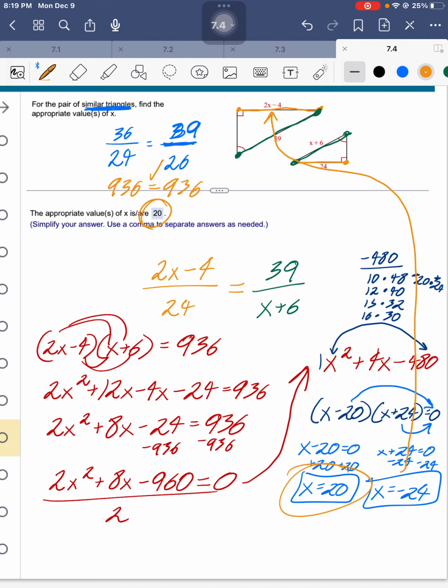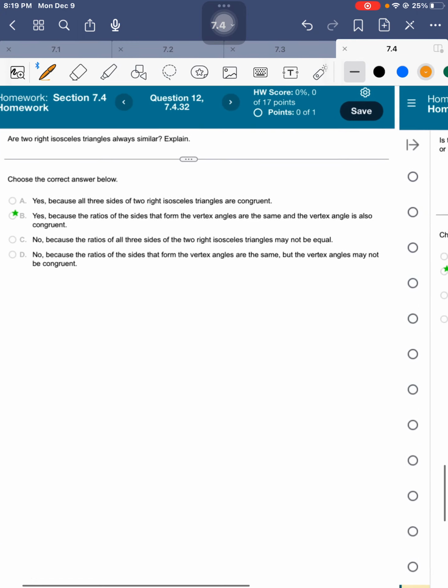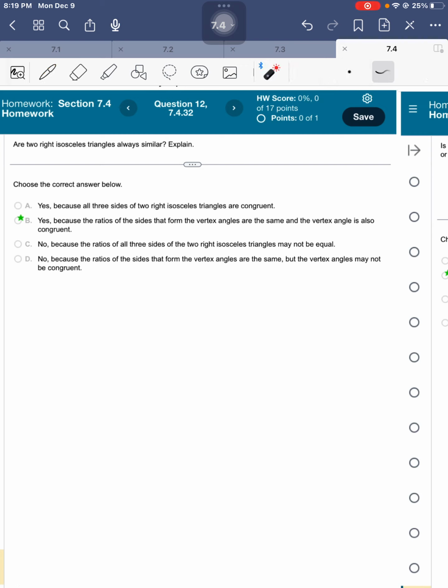Now, what about if we were to try negative 24? What is 2 times negative 24? That's negative 48. What is negative 48 minus 4? That's negative 52. Can the length ever be negative? No. So this is automatically impossible because the side length can never be negative. Understand? So the only x that's possible is 20. Okay? So let's keep going. We only got a little bit more.